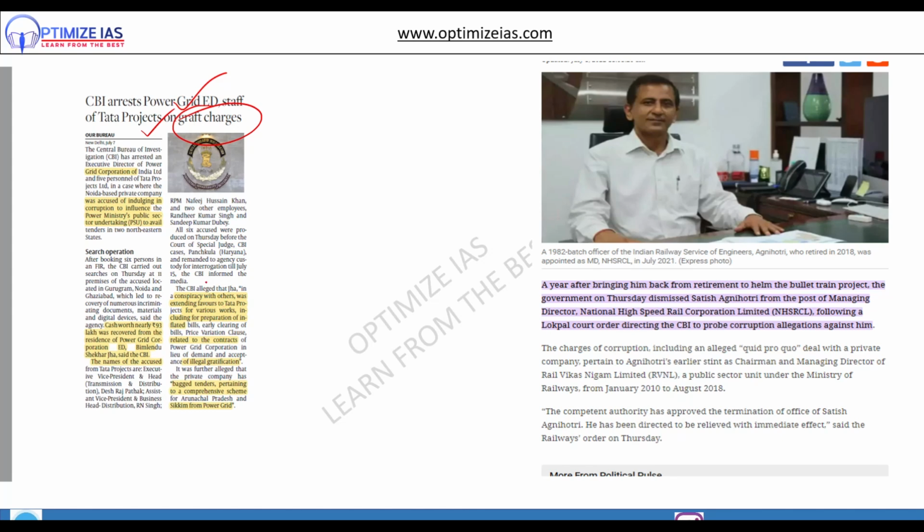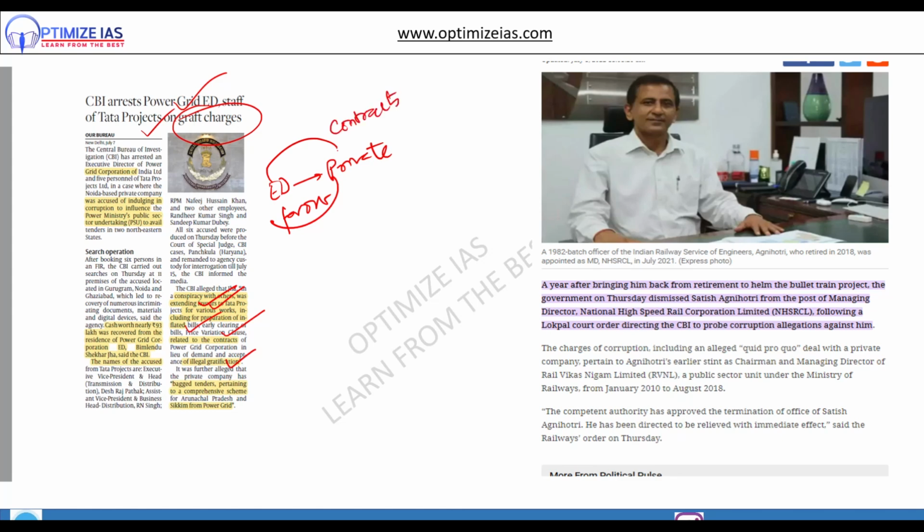The CBI has alleged that in conspiracy with others, the ED of Power Grid was extending favors to Tata Power for various works, including preparation of inflated bills, and price variation clause related to the contracts of Power Grid Corporation in lieu of the demand and acceptance of illegal gratification. Basically, the ED was extending some favors to the private company in return of some favors. Also, he helped the private company to get some contracts.